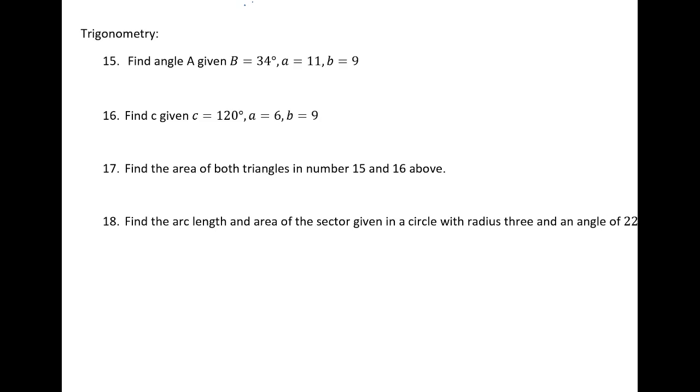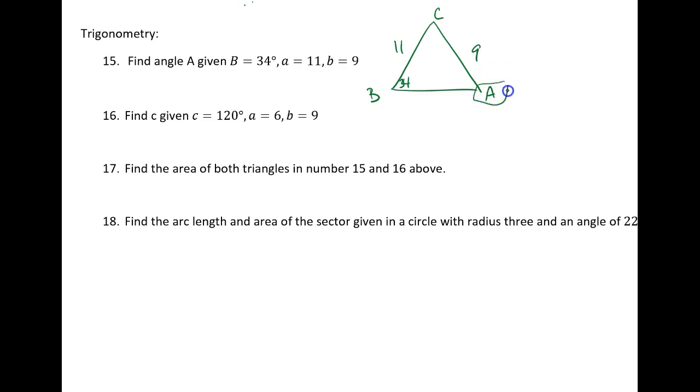So we're supposed to find angle A given that B is 34, this is a 9 and this is an 11, okay? The reason I drew it like this is only because I noticed that it's a side-side-angle, and with a side-side-angle sometimes you could have two possible triangles. So let me work through this and see if it's only one triangle or two.